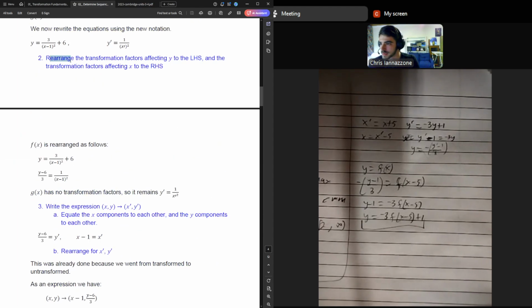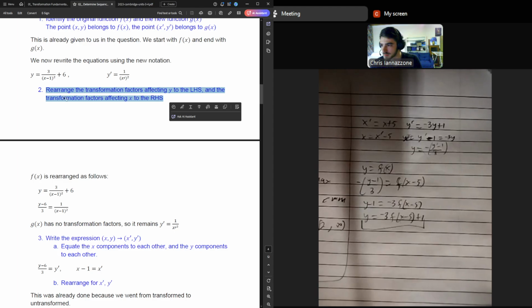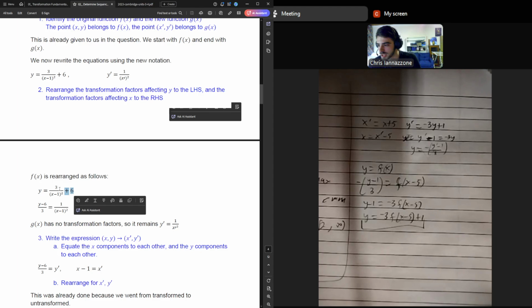Now, the next thing up, we're going to rearrange all the transformation factors that are affecting the y to the y side. We're going to leave all the x stuff on the x. So what does that actually mean? Well, if we look at our function here, we see a vertical translation of 6 and we see a dilation factor of 3 here. Both of those are affecting the y. And so what we're going to do is rearrange to get all those on the other side. So subtract 6, divide by 3, and sure enough, that's what we get.